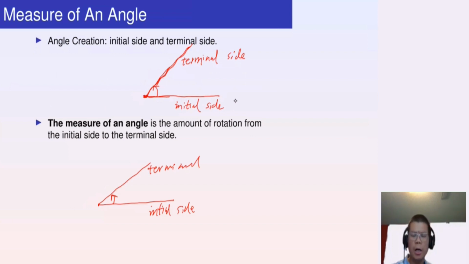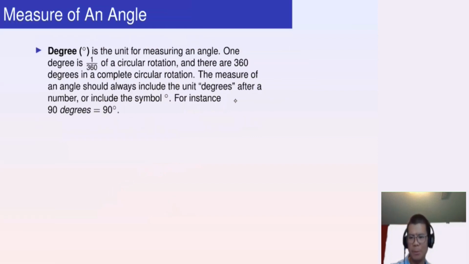How do we measure this angle? You said the amount of rotation, so how do we measure the amount of rotation? Well, that's another interesting question. In order to measure the amount of rotation, we introduce some concepts. One is called a degree, another is called a radian. Let's first consider degree.